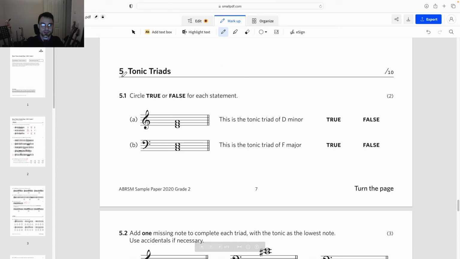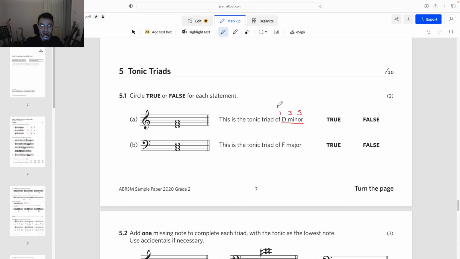Okay, question number 5, tonic triads. 5.1, circle true or false for each statement. This is the tonic triad of D minor. D minor, all right? What is it that turns D major to D minor? Well, remember we take 1, 3, and 5 from our scale. The first, third, and fifth note of our scale. And if we stack them on top of each other, we get a triad.